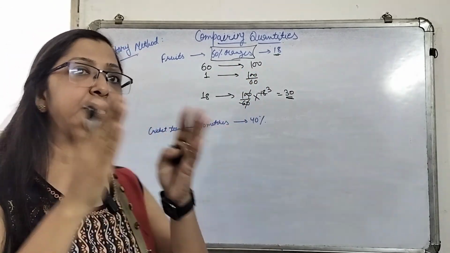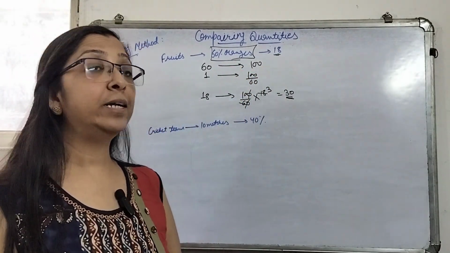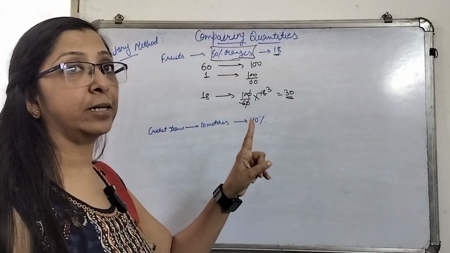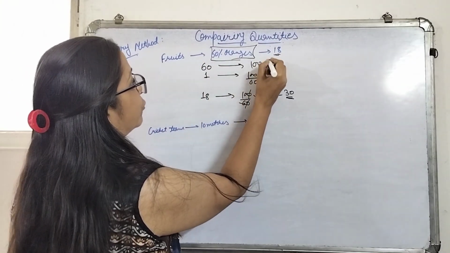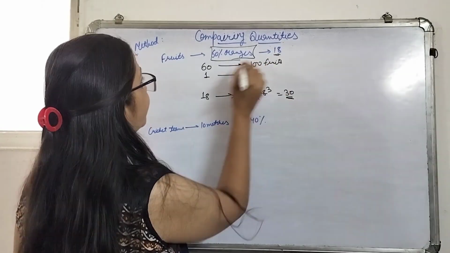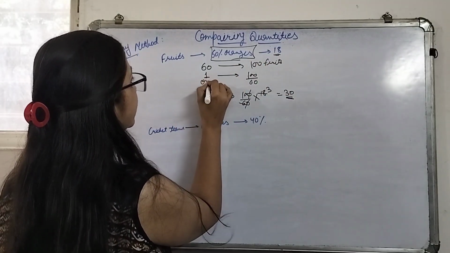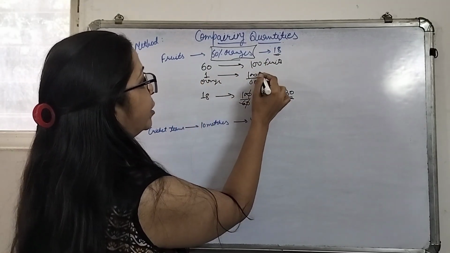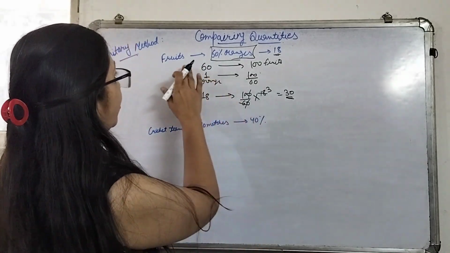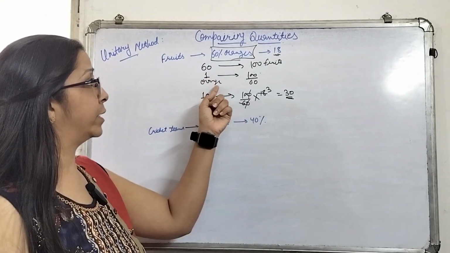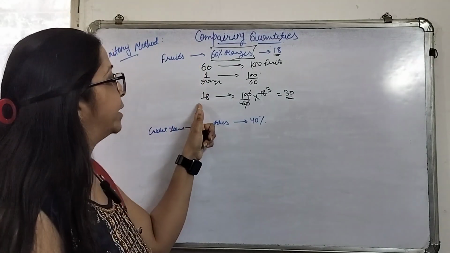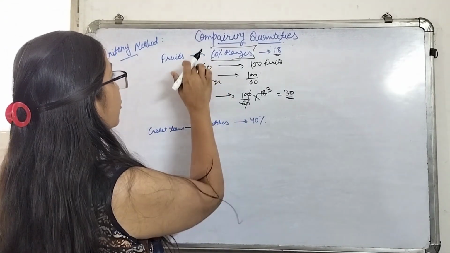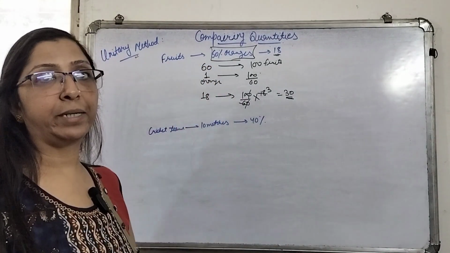60% means that if the total number of fruits were 100, then oranges were 60. So if 60 are the oranges, then the total number of fruits is 100. And if there is one orange, then the number of fruits will be 100 over 60. From here, we have found it for 1. So first of all, we have calculated for the unit quantity, then we are calculating for 18. These types of methods are known as the unitary method.